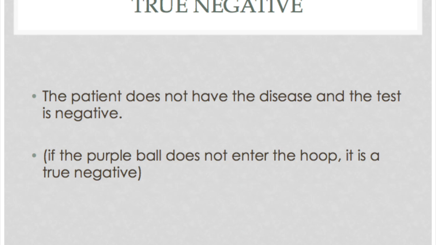The next outcome is a true negative. This is when the patient does not have the disease and the test is negative. In our example, the purple ball does not go into the hoop because it is too big. This is an example of a true negative.